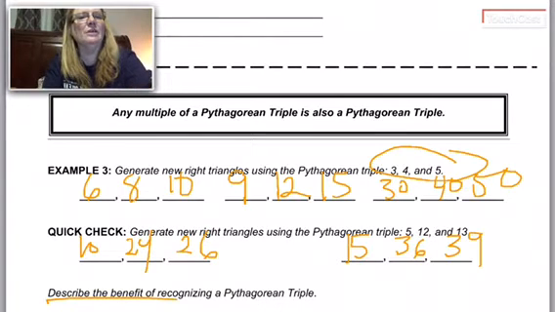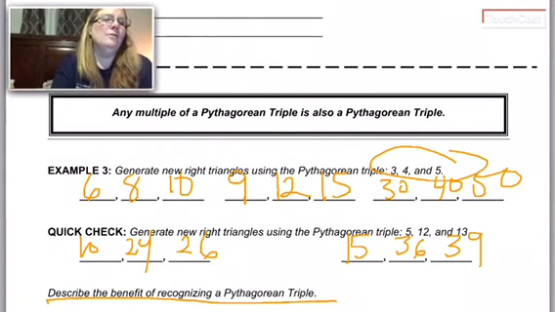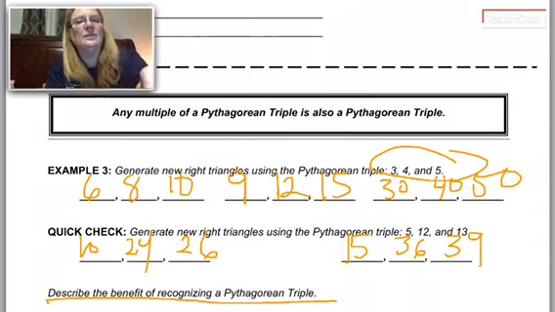Describe the benefit of recognizing a triple. Well, it just saves you a little bit of work. If you recognize that we have a right triangle, it just saves doing a little bit of the arithmetic. And that's really the only real benefit. It just saves a little time.